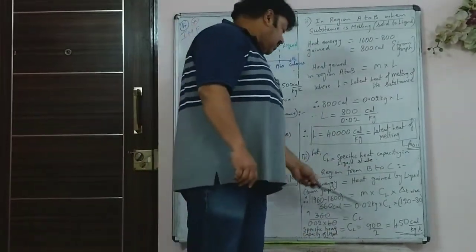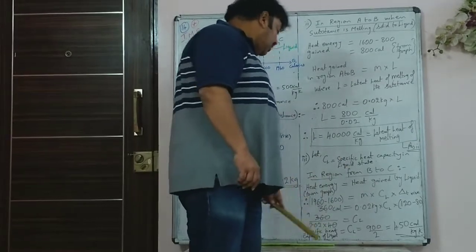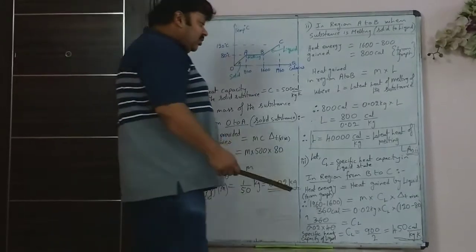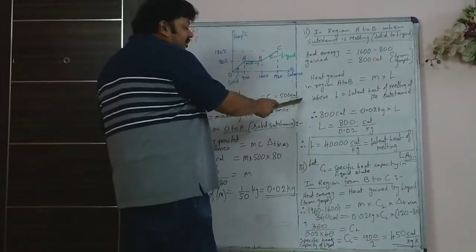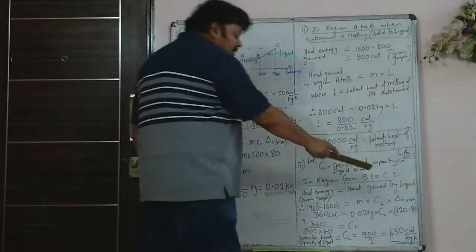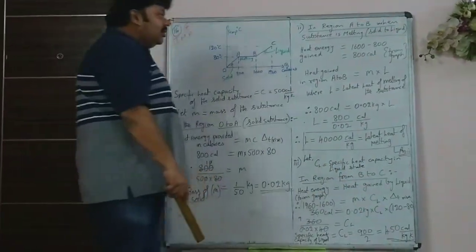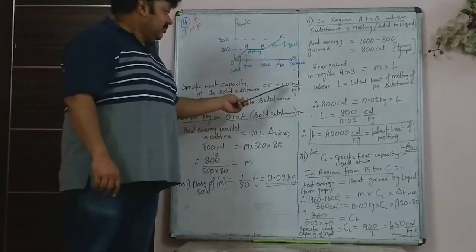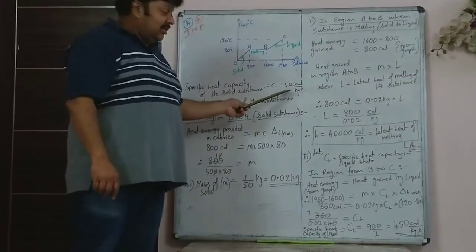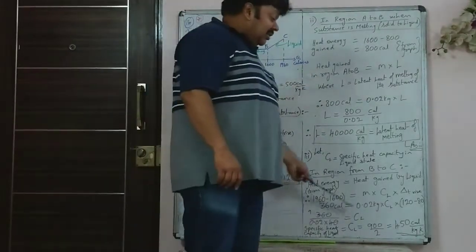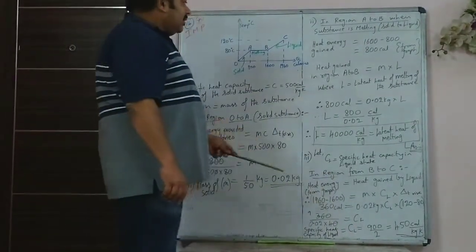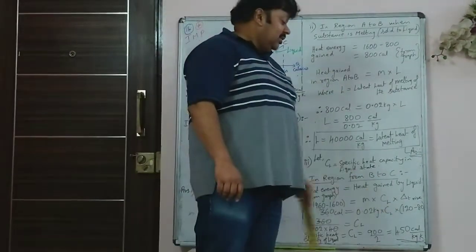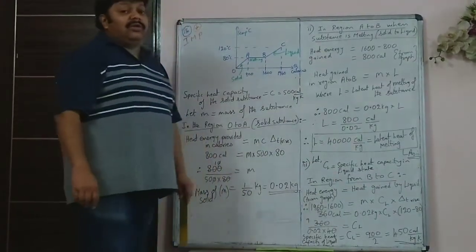So 360 upon 0.02 and that 40, when you do the division you get 450. Now the unit will be same as specific heat capacity in solid state. So it is calorie upon kg Kelvin. So you can see that the specific heat capacities are different. In solid it was 500 calorie, this was given, and in liquid state we have calculated that it is less. That is why this is 450 calorie per kg Kelvin.